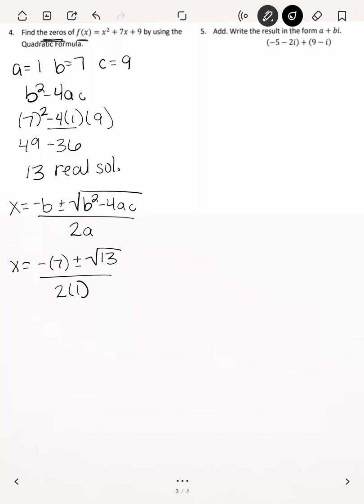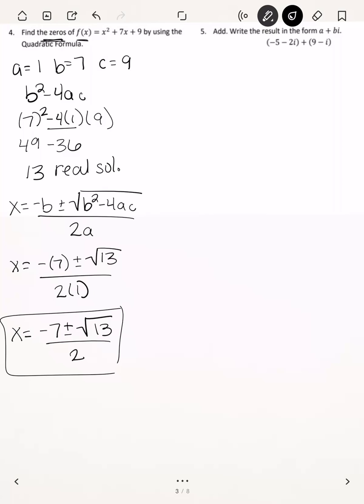And I start simplifying. Let's see. A negative times 7 gives me a -7 plus or minus. We cannot simplify the square root of 13, so it stays like that. All over 2 times 1, which is 2. This is my answer. I have 2 solutions because I have a plus and I have a minus.